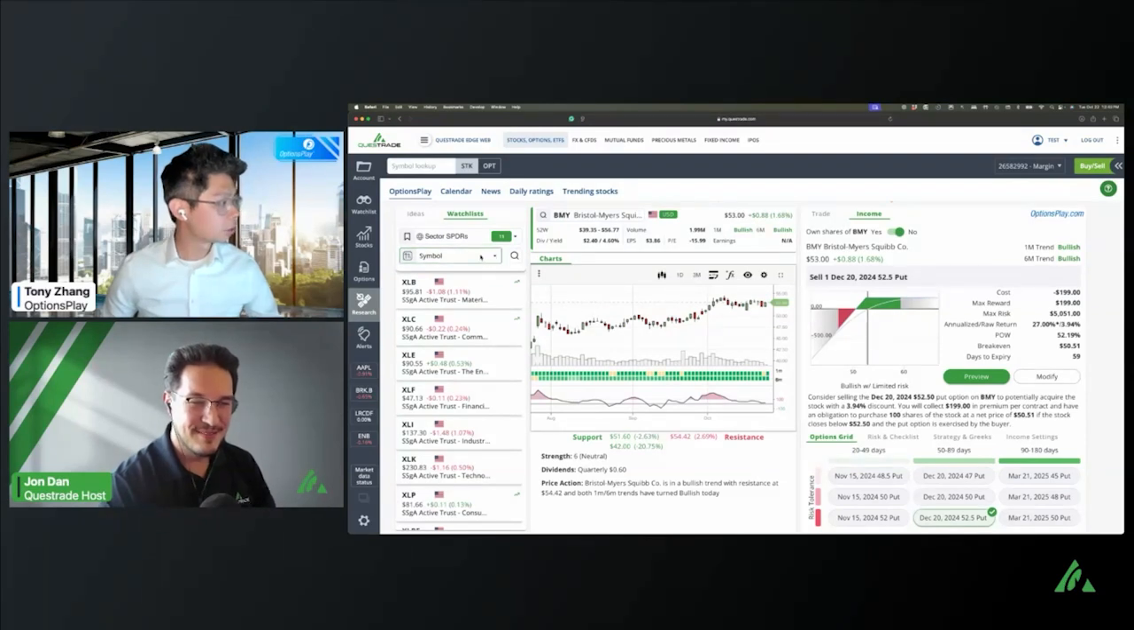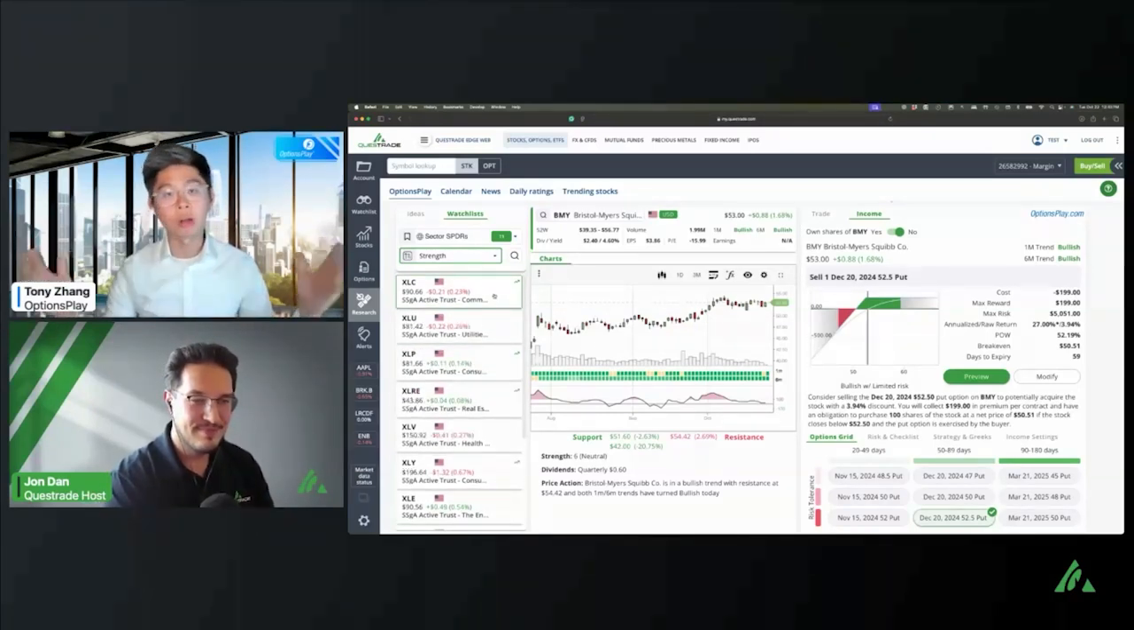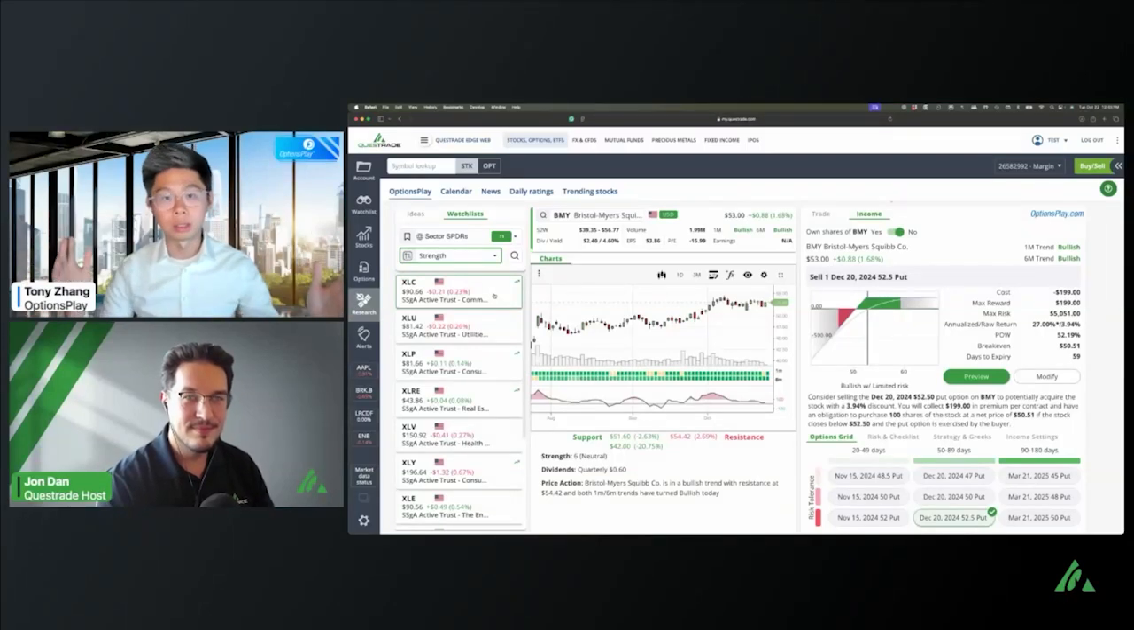Yeah, let's turn over the watch list. I think that's a great way sometimes to understand strength. And we'll give this a second to load up so we can see all the strengths. But the strength is really looking at, it ranks all stocks and ETFs on a score of 1 to 10. 10 are the strongest stocks in the market, 1 are the weakest stocks in the market.